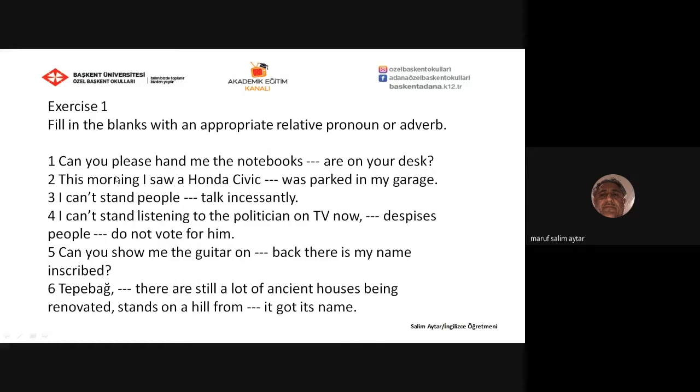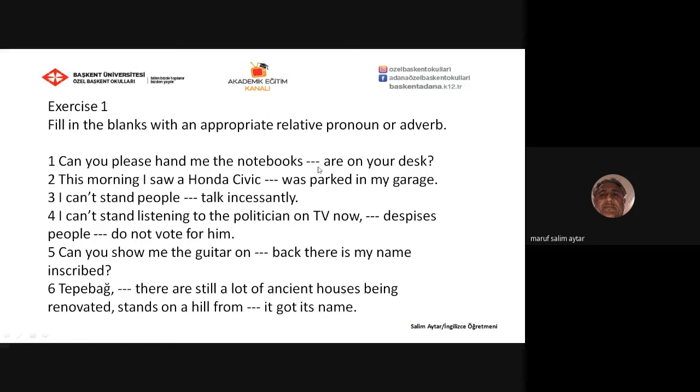Let's have a look at the exercises. Can you please fill in the blanks with an appropriate relative pronoun or adverb? Just do it, please. Of course, you need to focus on the nouns that are being defined or that are being given extra information about. So they determine which relative pronoun will come here.